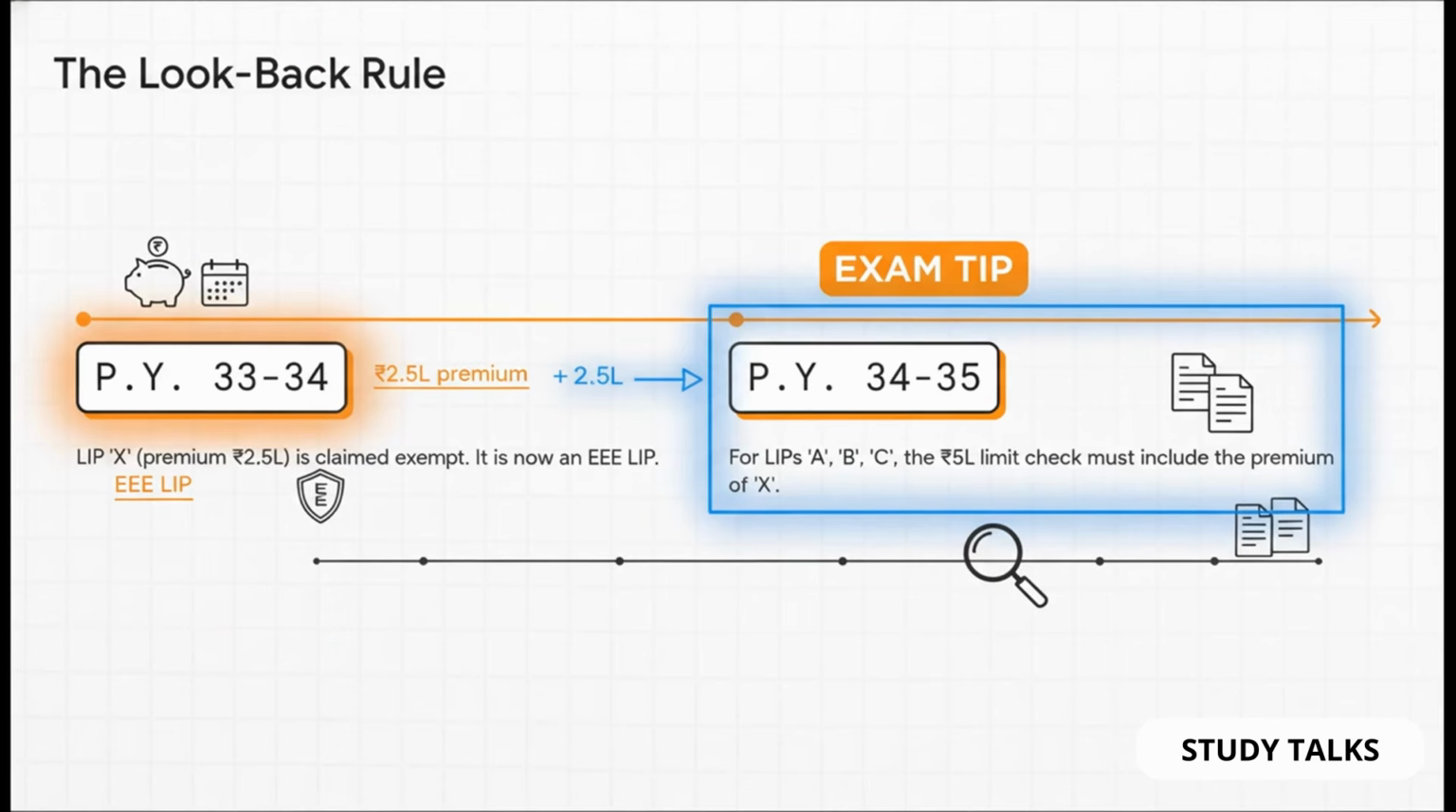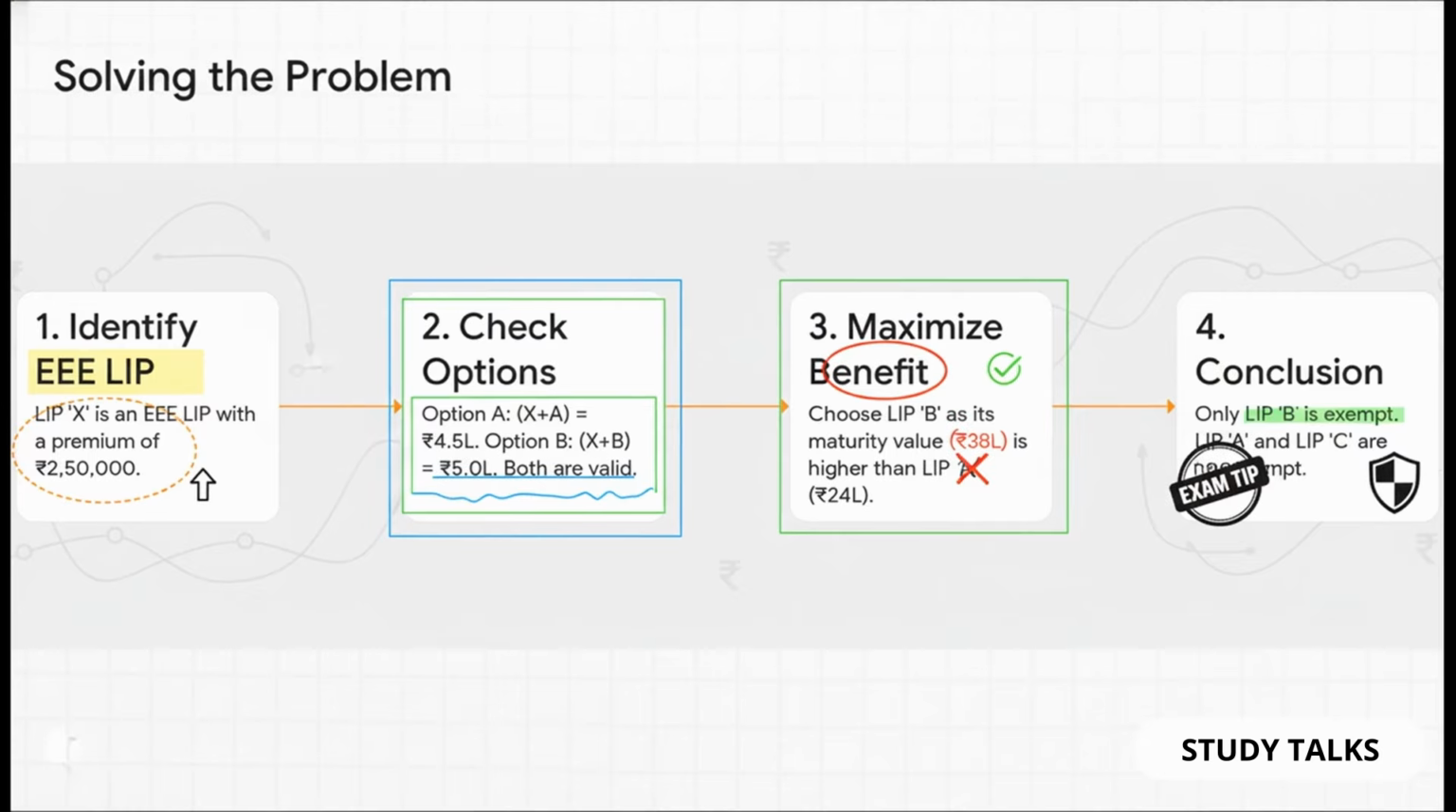Let's apply this look-back rule to our problem. Remember policy X? Last year, it matured. Its premium was 2.5 lakhs. You claimed it exempt, so bam, it's now an EEE LIP. So this year, when policies A, B, and C mature, you don't start counting from 0. Nope. You have to look back and start your count with that 2.5 lakh premium from policy X already on the scoreboard. Okay, let's put it all together and solve this thing for good. Step 1, identify our EEE LIP, that's policy X, with its premium of 2.5 lakhs.